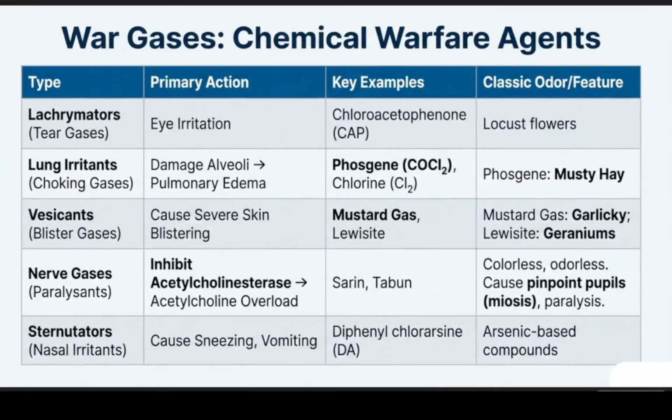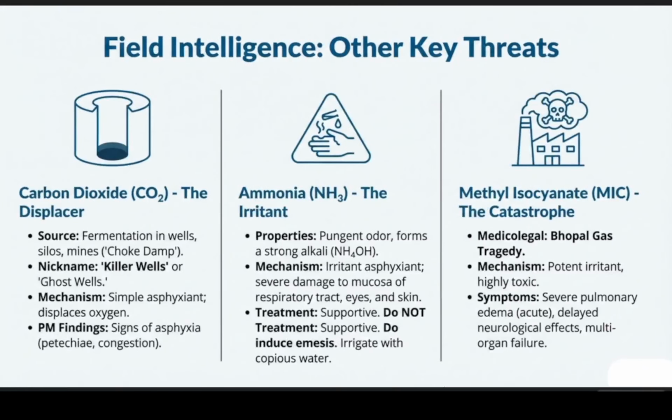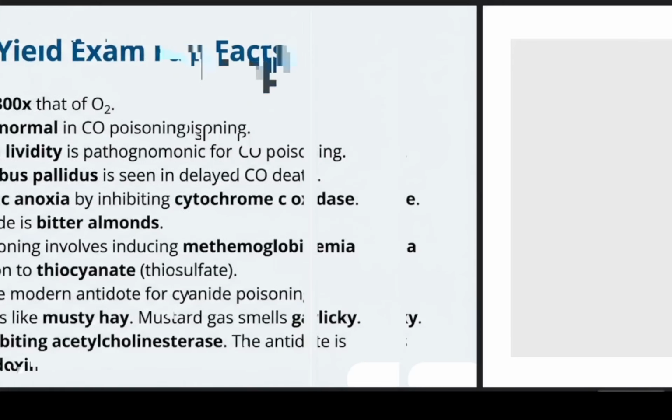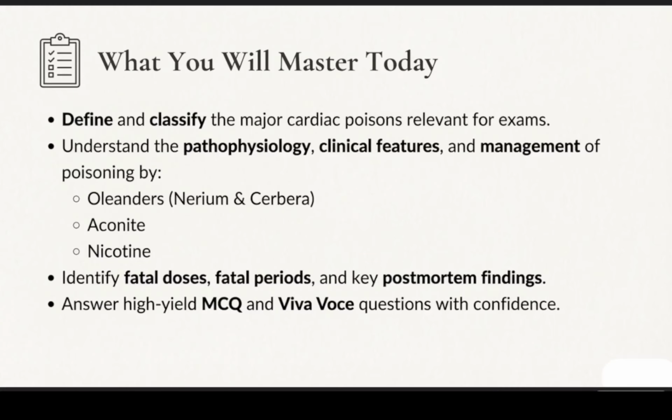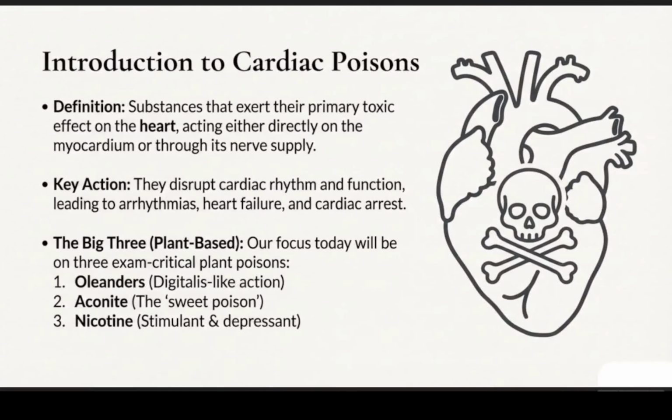Okay, now next one we will see with cardiac poisons. See, talking about cardiac poisons as such, okay, what exactly does that mean? Some toxicity is going to happen, and that is going to affect the heart, right? So that is what a cardiac poison is, and how it acts: either directly on the myocardium or through its nerve supply.